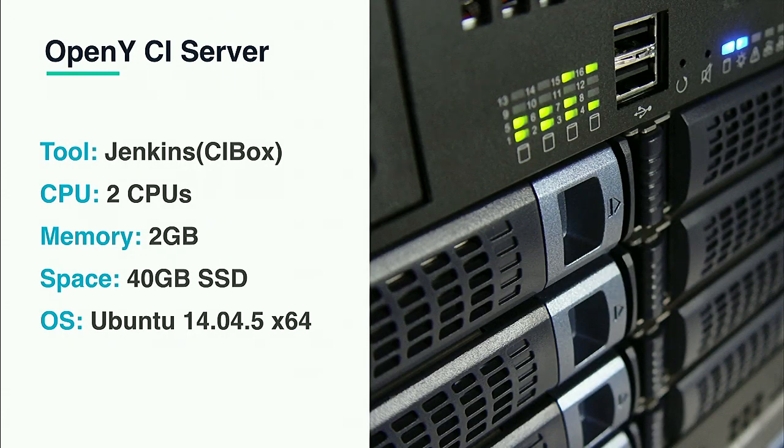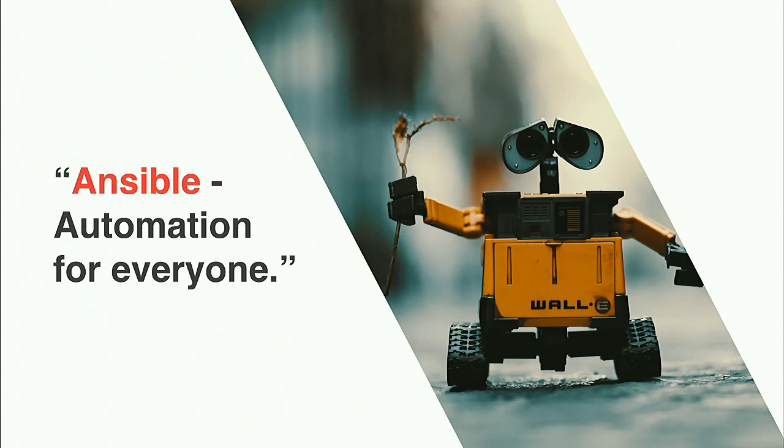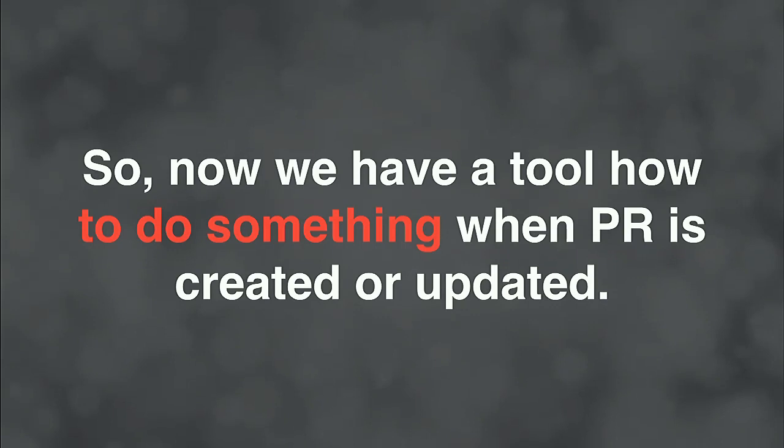If you take a look at our OpenY CI server, it's pretty small. It's just a DigitalOcean droplet for $20 per month. It's small, it's like nothing. So we have Jenkins, 2 CPU, 2 gig memory, 40 gigabyte SSD, and also Ubuntu as the operating system. And for all this automation, we are using Ansible. In case you're not familiar with Ansible, I really encourage you to try this thing because it will just change your life forever. There is no way back from Ansible to Bash, so just try it. So now we have a tool to do something. You remember that step when we can perform some actions.